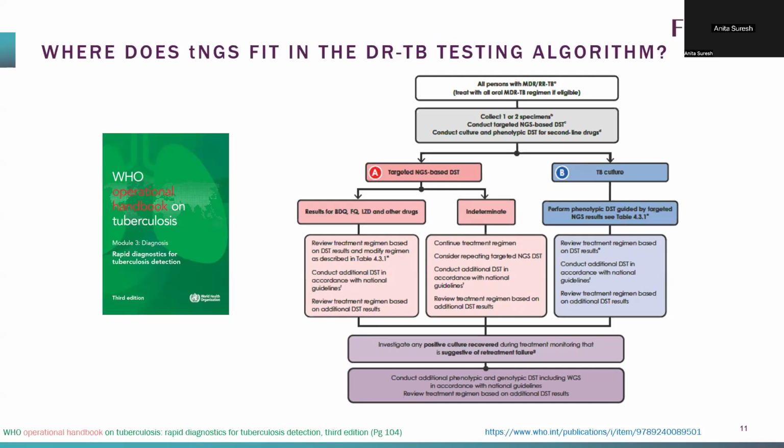But overall, this is a recommendation, as we said, looking at all persons with drug resistance or TB: if they're eligible for treatment, get them treated; if they're not MDR, you collect these samples to be able to do targeted sequencing. And culture is still recommended in some cases, but the idea is you could do NGS in place of culture for most cases, because you're going to get this result within a couple of days, as opposed to culture, which is going to take you 6 weeks.